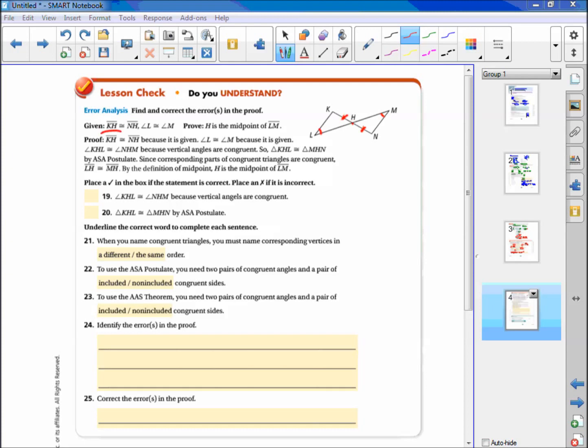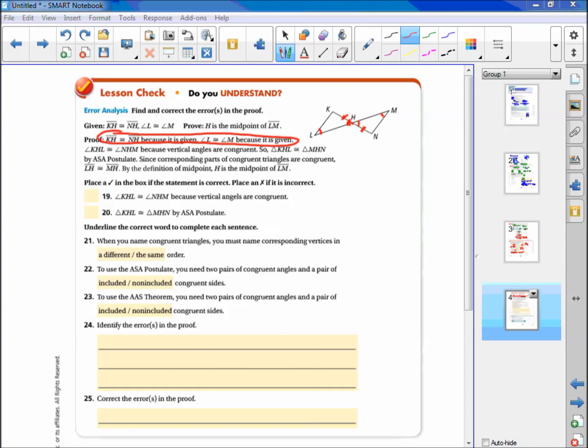Okay, so let's read through the proof. The first line has their givens, so there's nothing in there that's a mistake. That's just writing down the given statements and saying by the given. Then we have KHL is congruent to NHM. That's these angles in the middle here, so we can put marks on them. And that's because vertical angles are congruent. And then they say the two triangles are congruent, KHL and MHN.